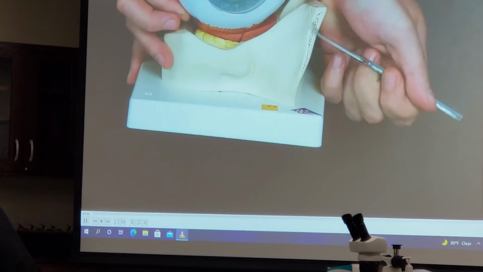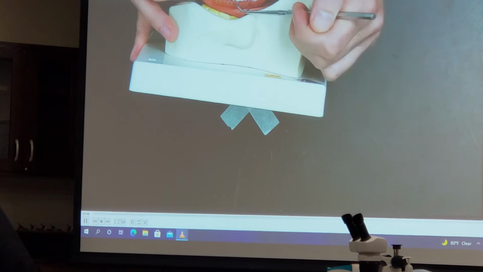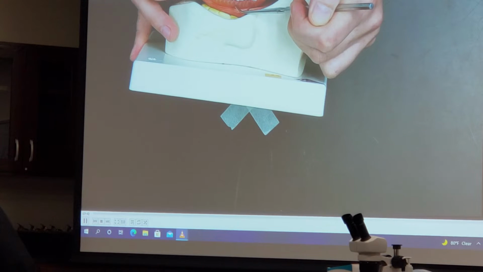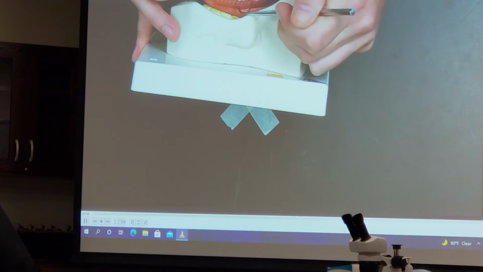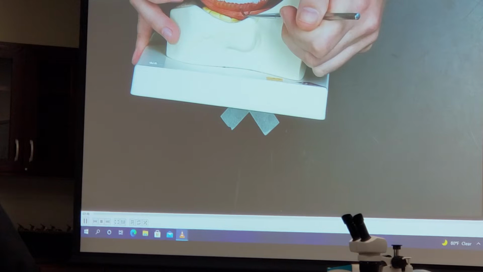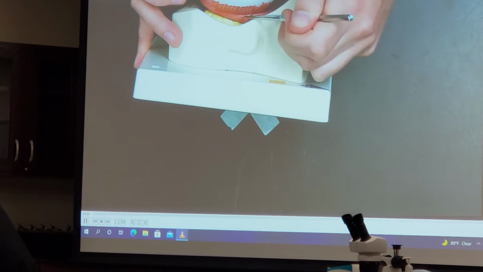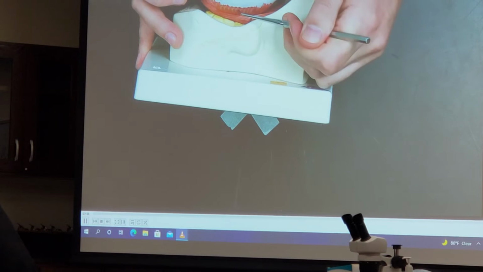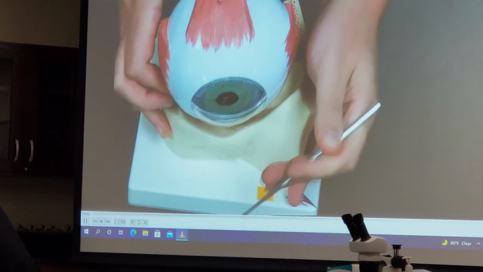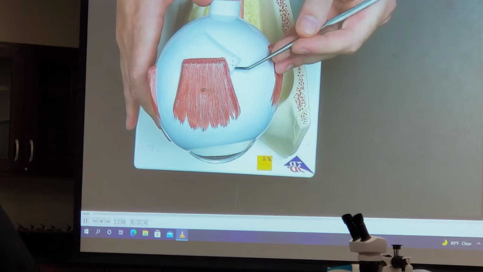Where can we see it? Right here. This is the inferior oblique, running at an oblique angle. Here. Inferior rectus. And then this is going to be the tendon for the superior oblique muscle.